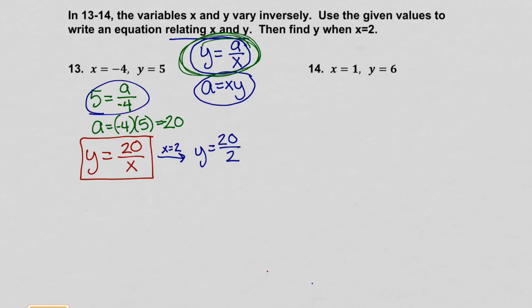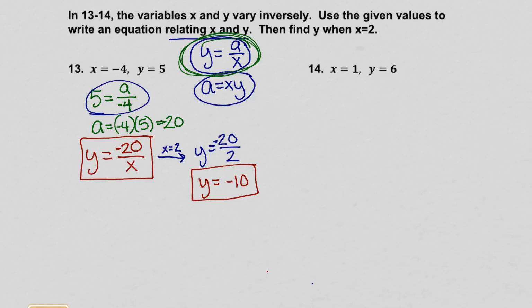And I did it again. It's a negative 20, guys. I'm sorry. This is negative. This is negative. So my answer here will be y equals negative 10. So the two answers I want were the equation itself, y equals negative 20 over x, and the answer when x is 2, which is y equals negative 10.